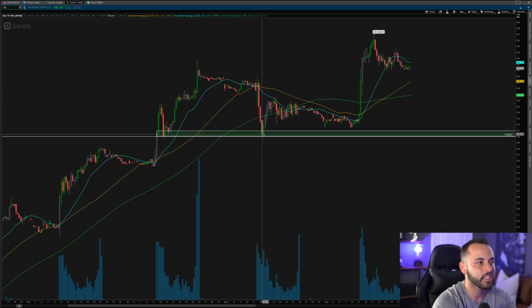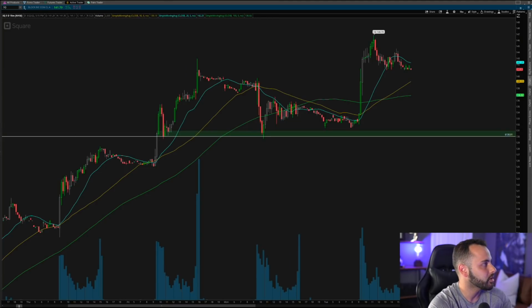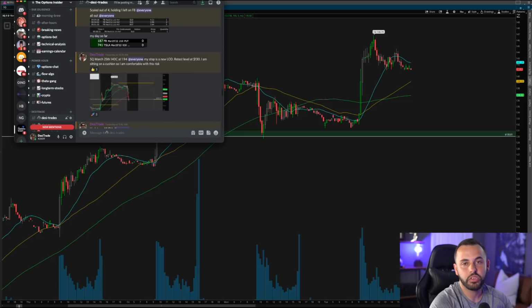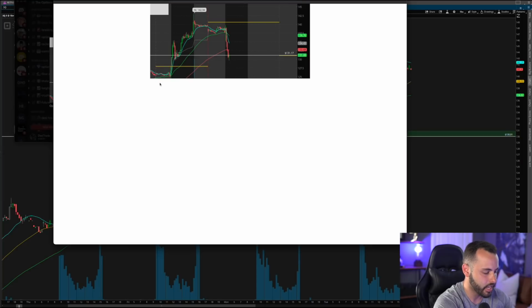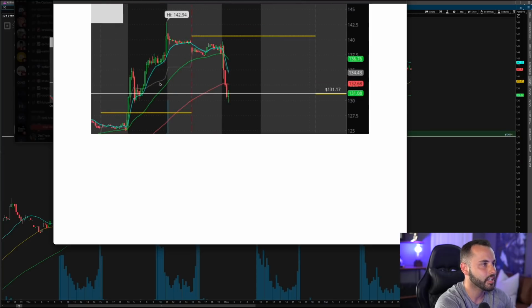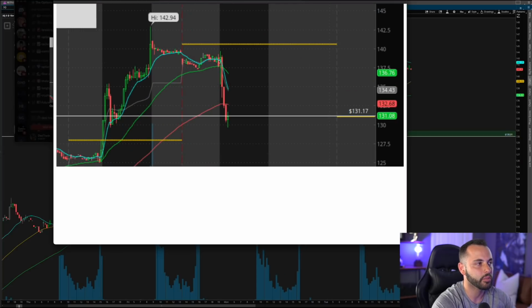So you guys can see that since I got in, which I will pull up now. So right here, guys, on the Discord chat where I post all of my trades, March 25th 140 call at $1.94. I got in yesterday at 10:38 a.m. I was looking at the retest level of 130. You can see right here, this is what the chart looked like at the time. If I go ahead and zoom into this, this is what the chart looked like at the time. We pulled right back into that 130, and I started to see us find some buyers at that level.